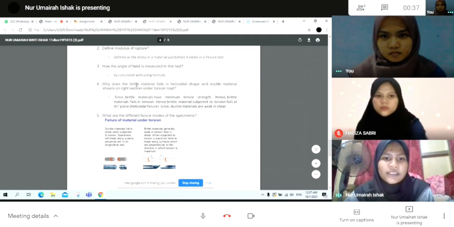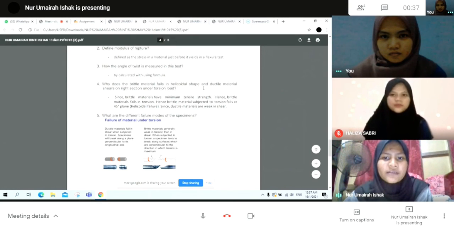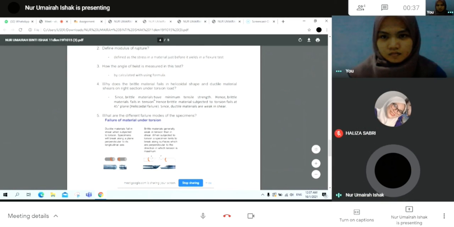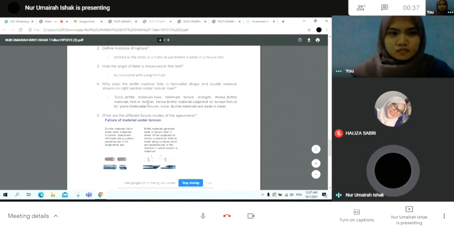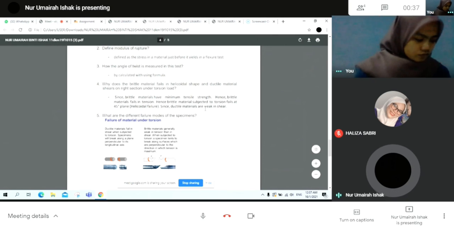Why does brittle material fail in a helicoidal shape and ductile material fail on a right section under torsion load? Since brittle materials have minimum tensile strength, brittle materials fail in tension. Hence, brittle material subjected to torsion fails at a 45 degree plane. Since ductile materials are weak in shear.